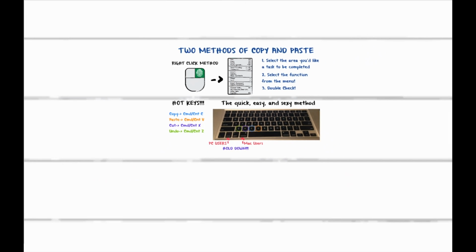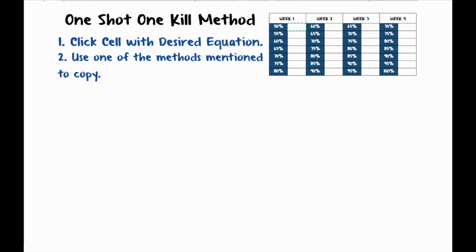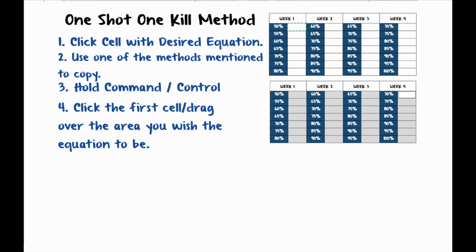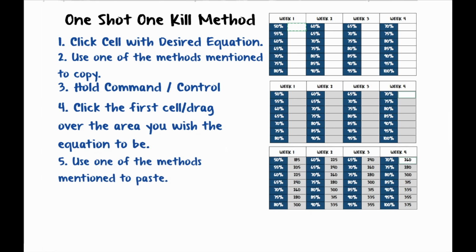Now for the one shot and one kill method. Click on the equation you desire to duplicate. Now, copy that cell however you feel like, hold down the Control or Command keys, and highlight the area you wish to paste the equation. Once that is complete, with those cells highlighted, paste the equation with one of the previously mentioned methods. And you have now just learned the one shot and one kill method to copy and pasting.